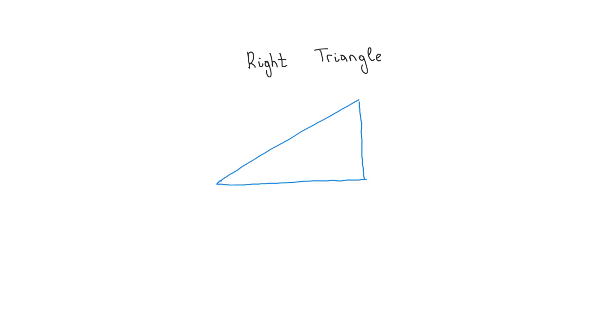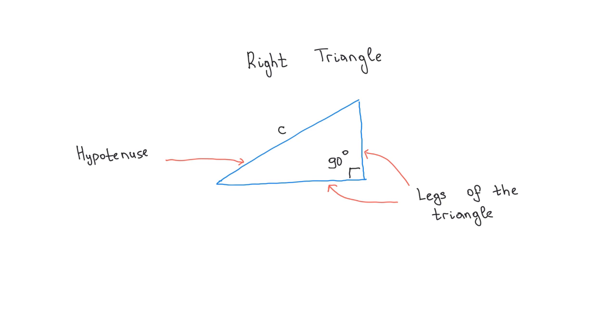Let's talk about the right triangle. What is the right triangle? It is a triangle with one angle of 90 degrees. Here it is. The sides of the triangle have different names. The longest side, opposite to the right angle, is called the hypotenuse. Let's label it as C. The other two sides are called the legs of the triangle. We label them as A and B.